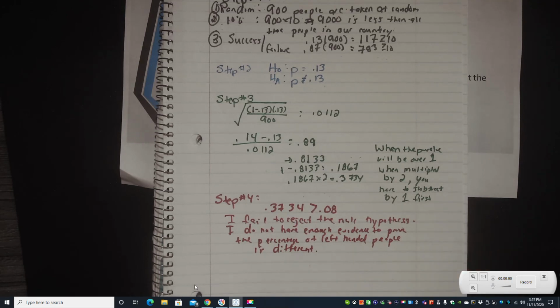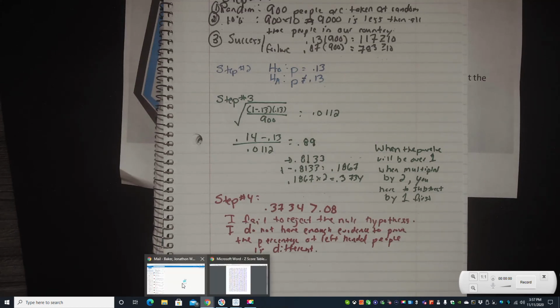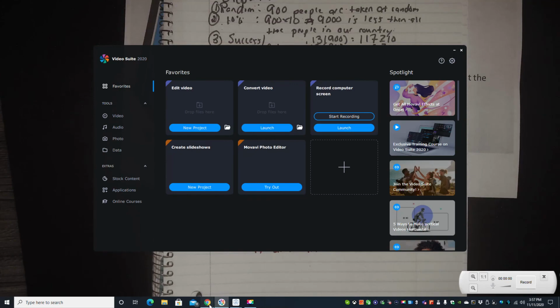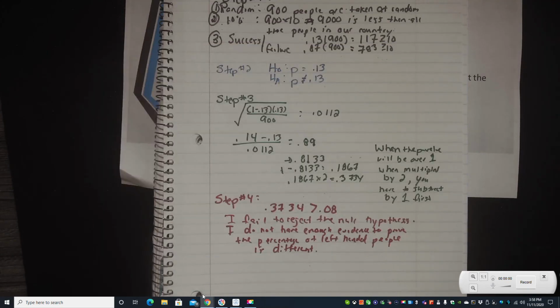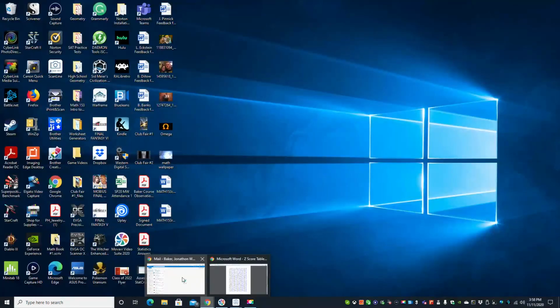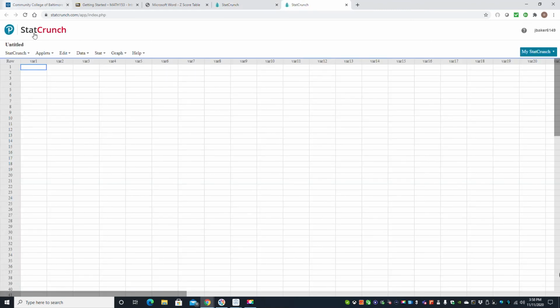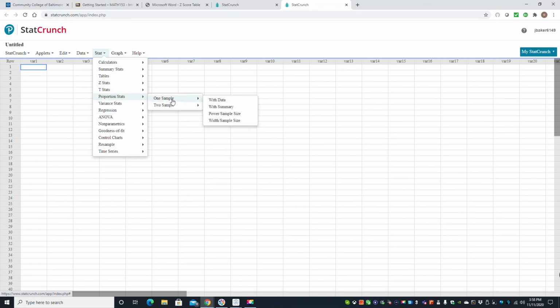Okay. Alright, so now the last part of this is going to kind of look at how to put this in Statcrunch. So real fast, I'm going to bring up Statcrunch. Let's minimize that guy right fast. And oh wait, here we go. Okay, so Statcrunch. To get to this particular test, you're going to go to stat, then proportion stats, then one sample, and you're going to go with summary.